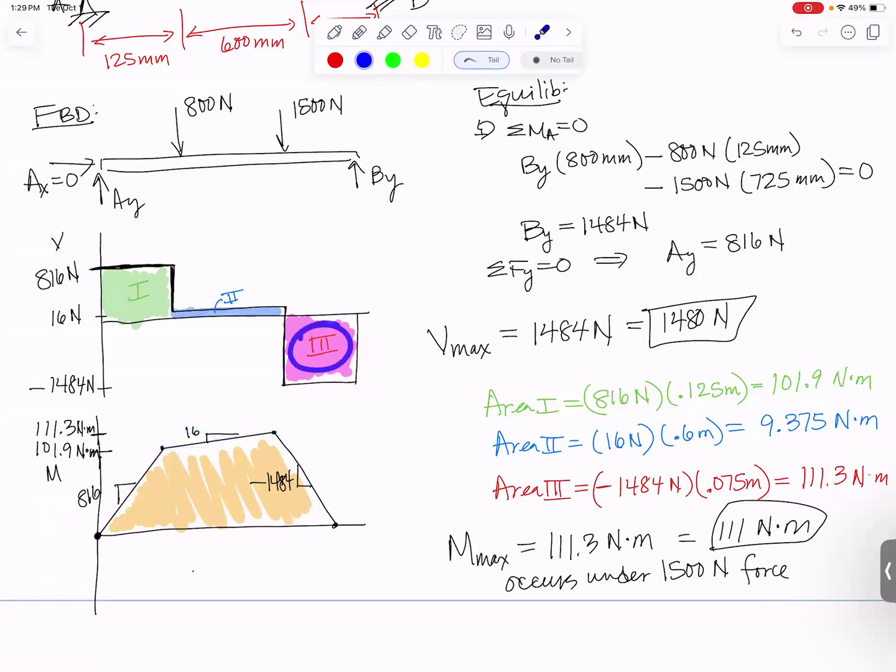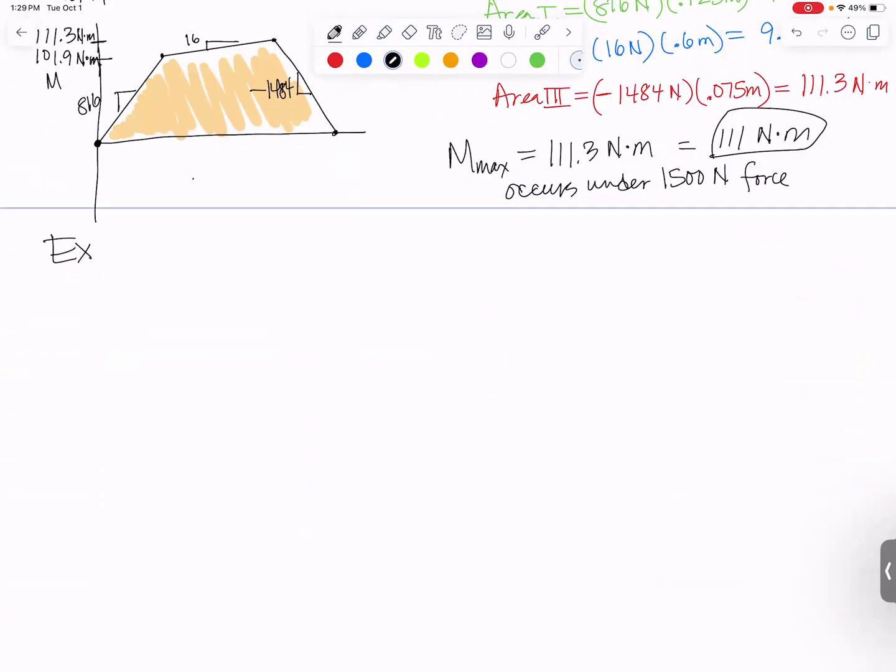And that third area tells us how big the moment has to change from that third point to the end of the beam. And that's a negative jump because it's a negative area. I want to do one more example. Call this guy example 3.